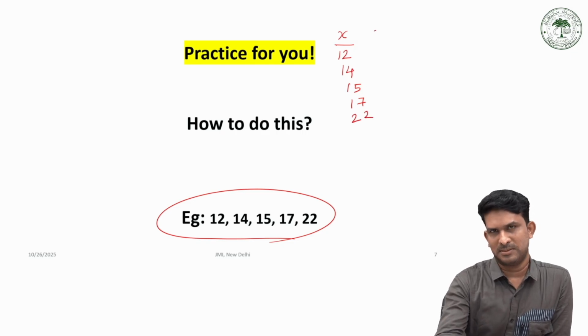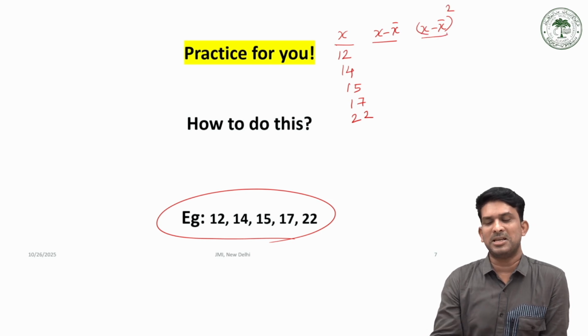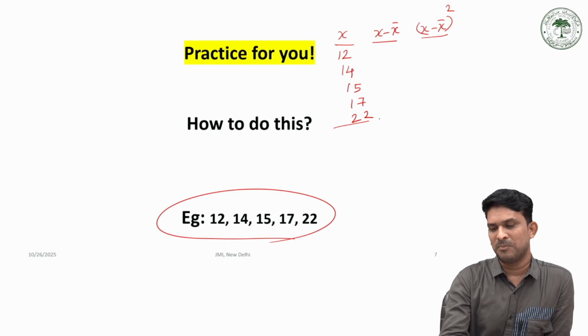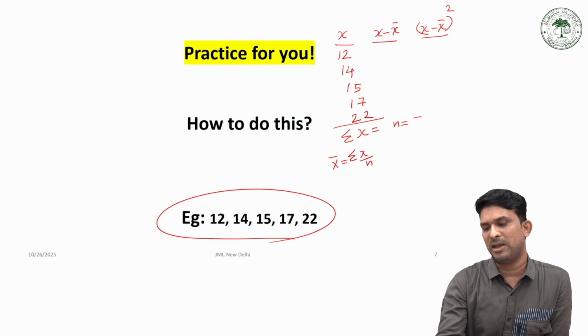What is next? Yes, x minus x bar. What is next? X minus x bar the whole square. But x bar is missing. So you have to go for sigma x, then sigma x by n. That is x bar, right? Sigma x you have to identify, and you are taking n as well. What is n? 1, 2, 3, 4, 5. N is 5.